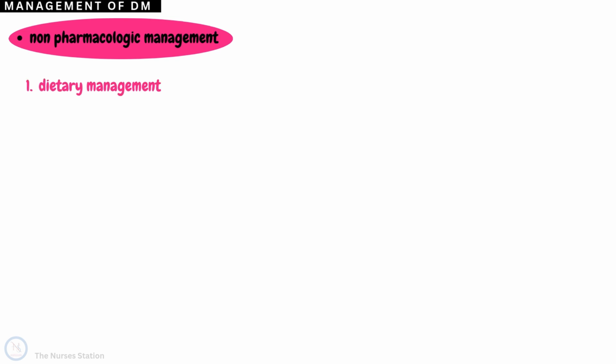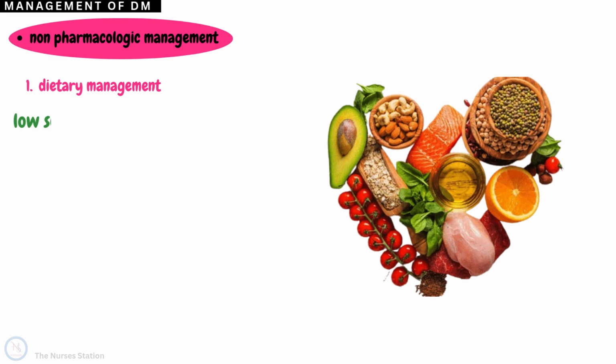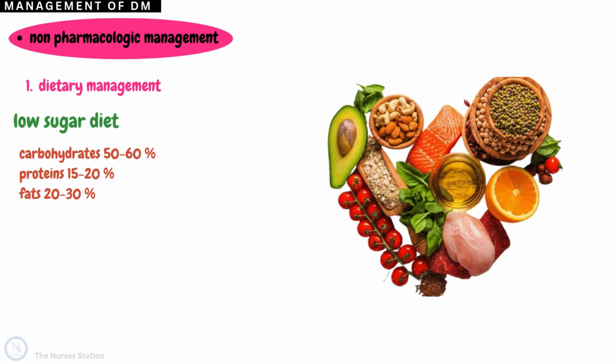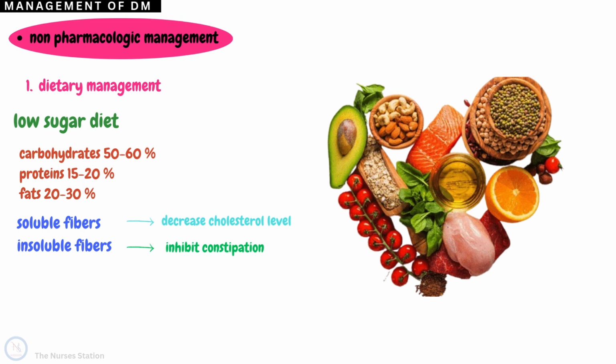Dietary management includes advising the patient to take a low sugar diet. The distribution of calories is 50 to 60% carbohydrates, 15 to 20% proteins, and 20 to 30% fats. Diet should contain soluble and insoluble fibers. Soluble fibers decrease cholesterol level and blood glucose level, and insoluble fibers inhibit constipation.